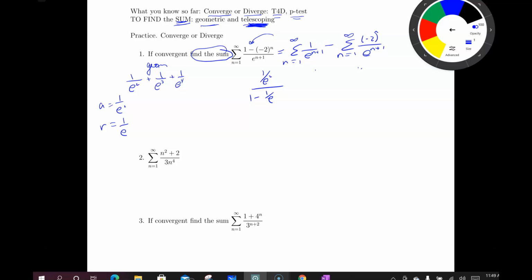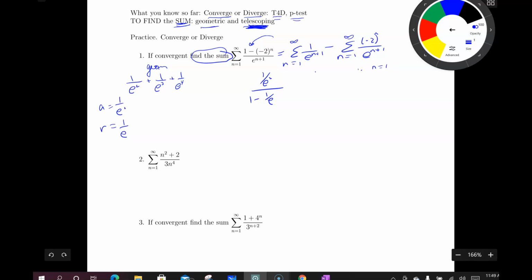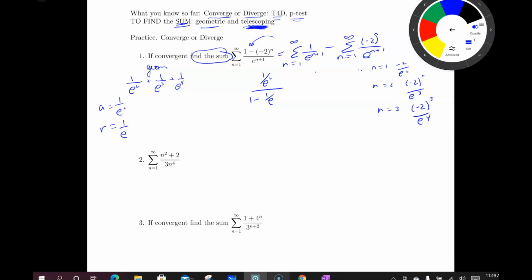Okay, this one here. If I plug in n equal 1, I get negative 2 over e squared. Plug in n equal 2, I get negative 2 squared over e cubed. Plug in n equal 3, I get negative 2 cubed over e to the 4th. So I can see what a is equal to. So what's r? By looking between here and here, looks like r will be negative 2 over e. We know that e is 2.7. This is 2 over 2.7, so this is smaller than 1, so this converges.